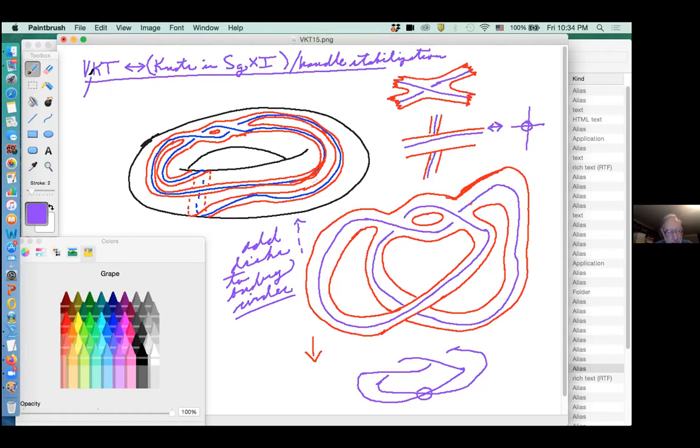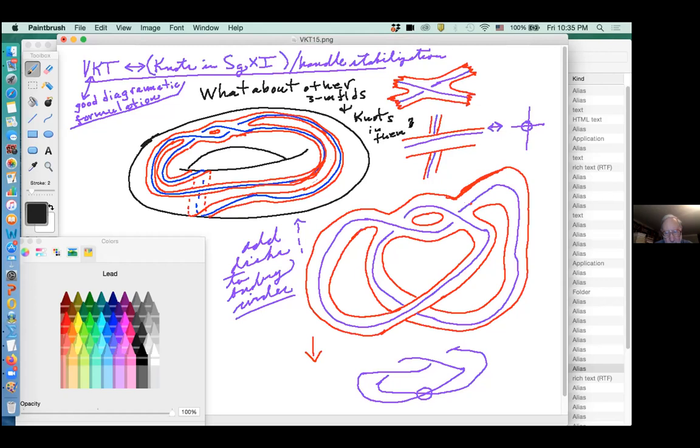And over here it has a good diagrammatic formulation. So that's a nice situation, a three-dimensional topology situation about knots in three manifolds with a good diagrammatic formulation. So certainly one should ask, what about other three manifolds and knots in them?